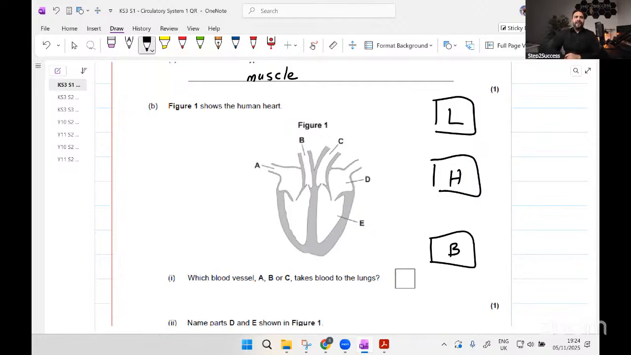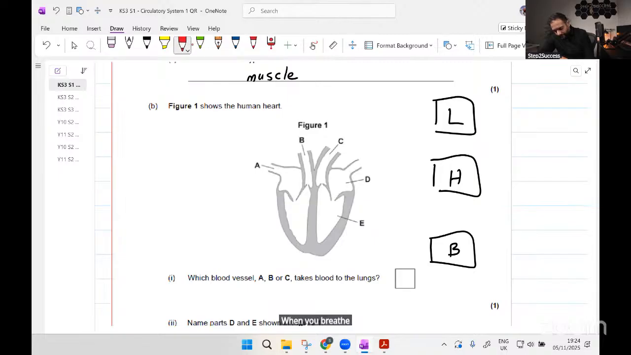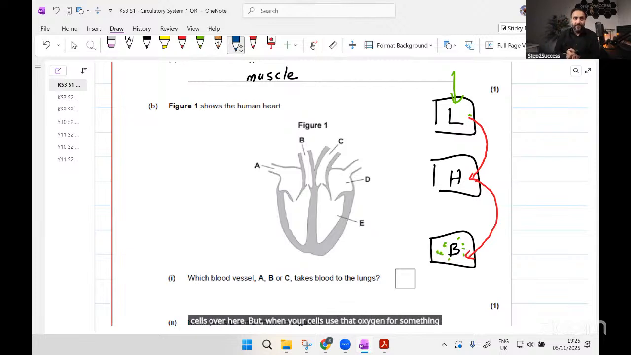What the L stands for is lungs, the H stands for heart, and the B stands for the whole body, basically. So all of your cells in your body. When you breathe in oxygen, it goes into your lungs. The blood then carrying that oxygen goes to your heart. The heart then pumps it all over the body. So all that oxygen that you breathed in here gets delivered to all of your cells over here. But when your cells use that oxygen for something called respiration, they release loads of carbon dioxide that we want to get rid of.